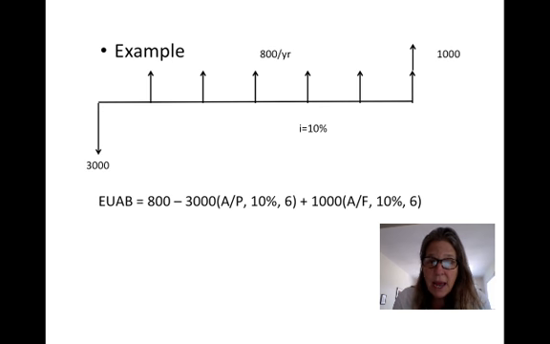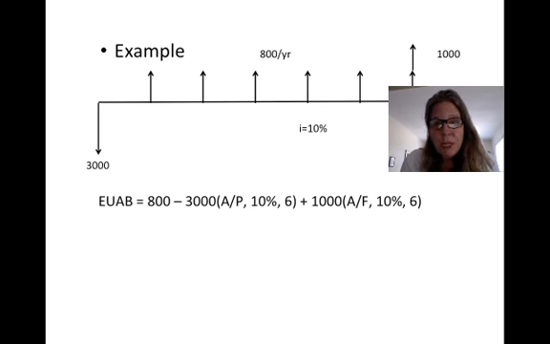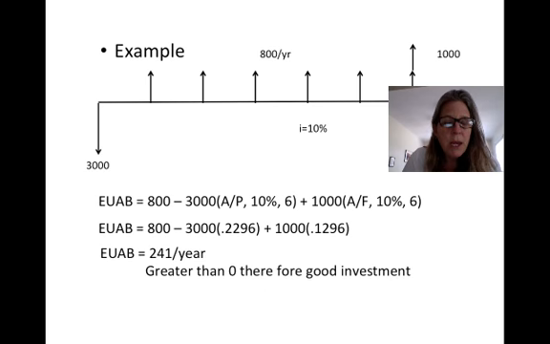So we're going to say find A given P at 10%, and we're going to do it for the full 6 years. And then in addition, we're going to take the ending value, the salvage value, and put it into an annual value. So we're going to take 1,000 times A given F, because it's a future value, 10% for 6 years. Then we just look up those factors in the table, and it ends up that the equivalent uniform annual benefit is $241 per year. Now this is greater than zero, therefore, this is a good investment. So that's how we go ahead and judge this. We convert everything to annual, and then if it's greater than zero, if it's a benefit, we go ahead and accept this investment.